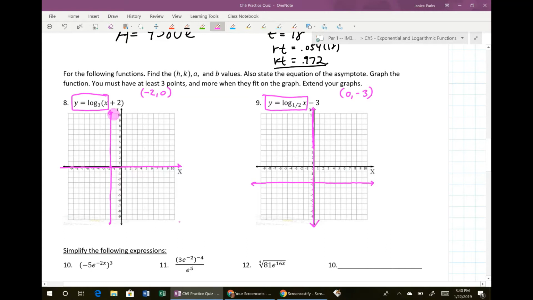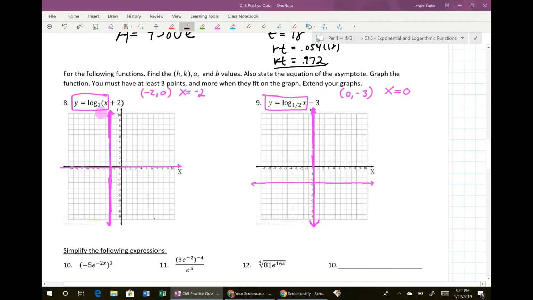For log functions, it's the vertical line that cannot be crossed. It's the vertical line that's the asymptote. So the asymptote for this is x equals -2, and this one is going to be x equals 0. So it's this line here. Okay, that's a line that will not be able to be crossed.